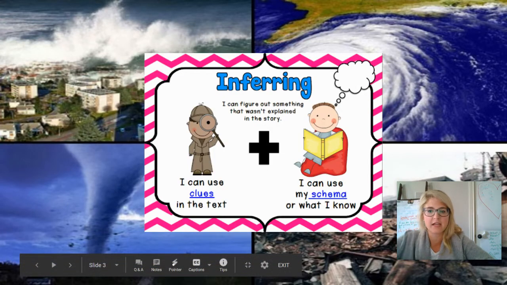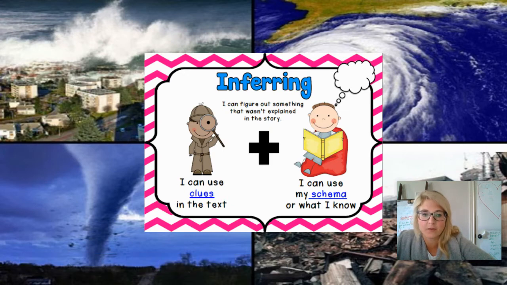Before we get started, I just wanted to spend a second to review what it means to infer. All inferring is, it takes what I already know and it adds it to what is in the text. So it's as simple as that. I know something already by maybe I read something about it, maybe I've had an experience with something, and then I'm reading a text and I kind of put those two things together.